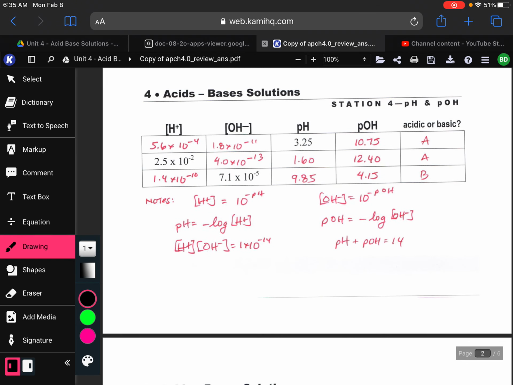Let's see. When you're solving for this, you just use the circle of life. It should still be up on my board. You just take the negative log of the hydronium to find the pH, the negative log of the hydroxide to find the pOH. pH plus pOH equals 14. Hydronium times hydroxide is 1 times 10 to the negative 14th. Obviously, if the pH is less than 7, it's acidic. If it's greater than 7, it's basic. So that's how they did all of that.